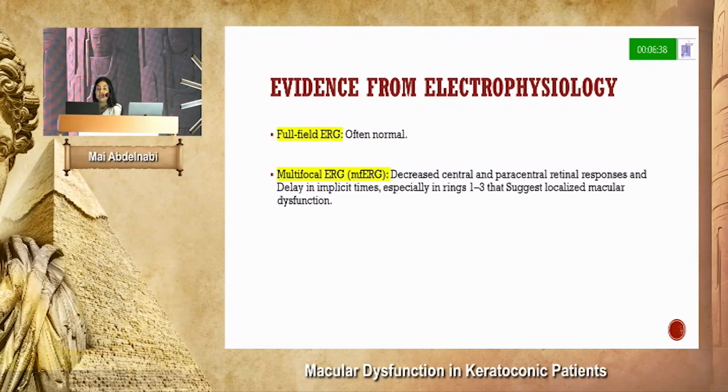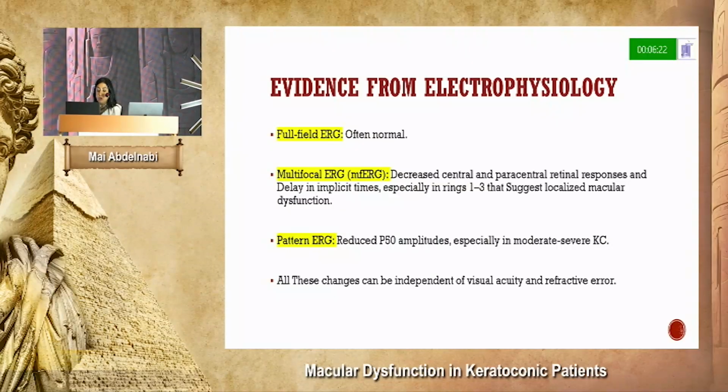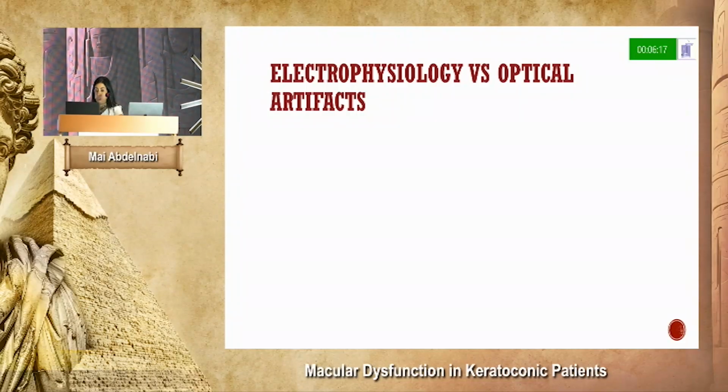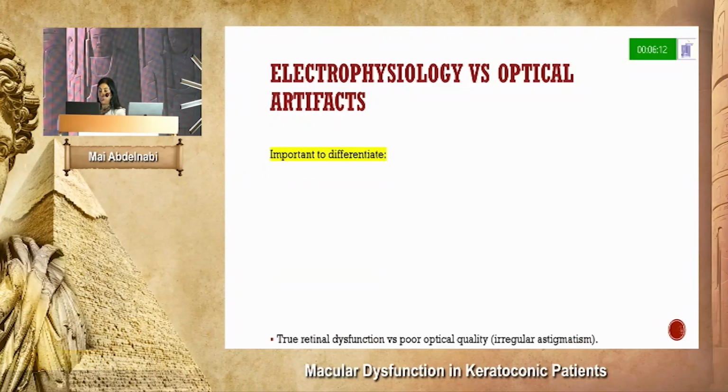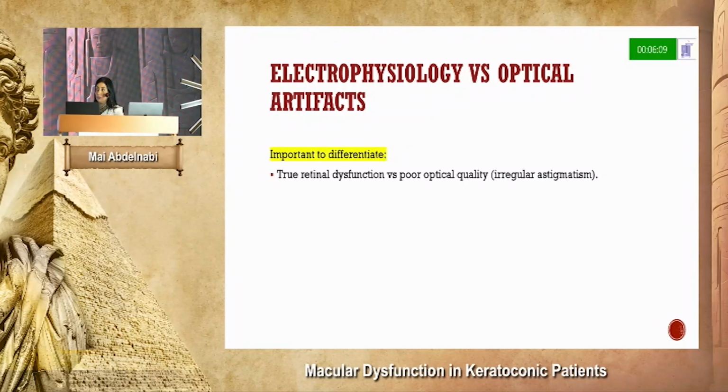Electrophysiological tests that assess the macular function, like the multifocal ERG and the pattern ERG, revealed localized macular dysfunction, even in the mild grades of keratoconus. So, all these changes are independent of the visual acuity and the refractive error of the patient. However, during the recording and interpretation of electrophysiology, it's very important to differentiate the true posterior segment dysfunction from the poor optical quality that can affect the recording and the interpretation.